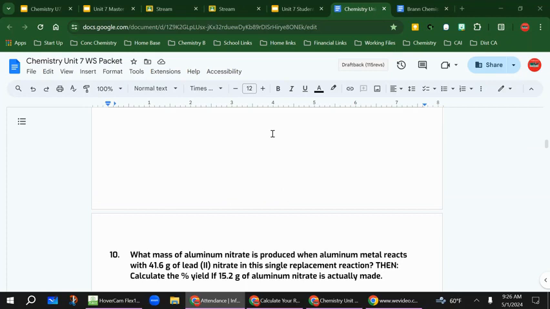Sure. It's up there. Mass, volume, and molarity.